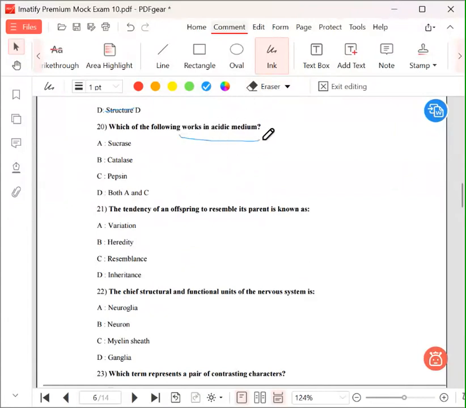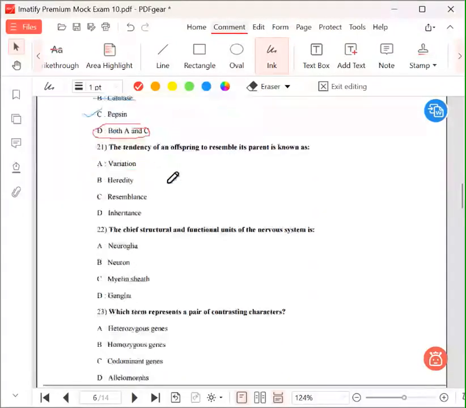Which one of the following works in acidic medium? Sucrase, yes. It works at pH 4.5, which is acidic medium because it is below 7. Catalase, no. It works at pH 7.6, which is above 7, so it is in basic medium. Pepsin, yes, which works at a pH of almost 2 to 3. So the correct option is both A and C. We have sucrase and pepsin both here, so we have to pick both A and C.